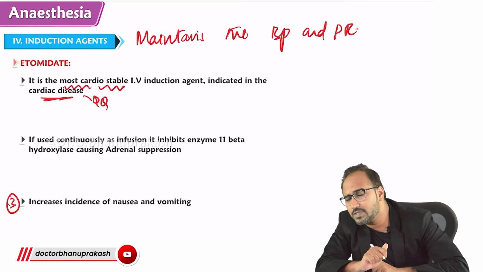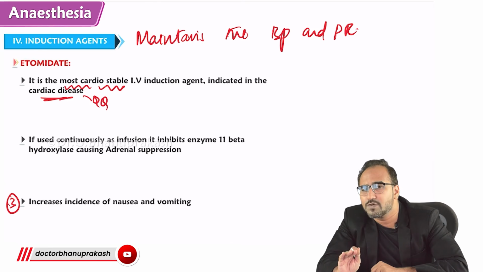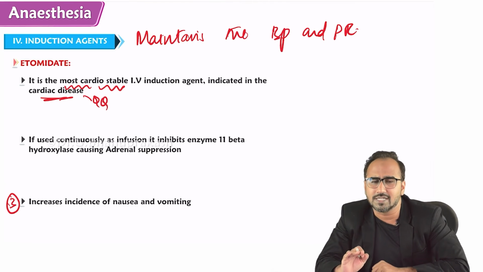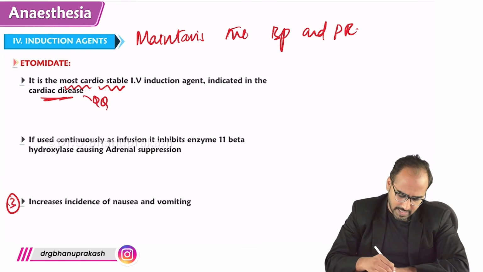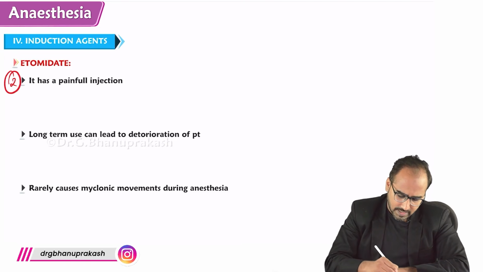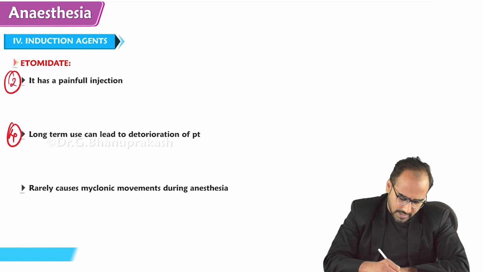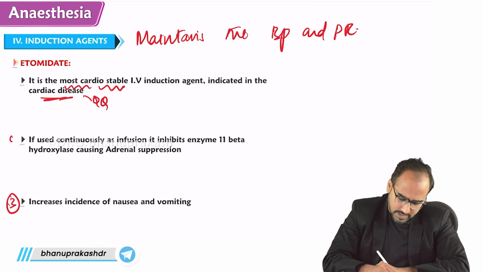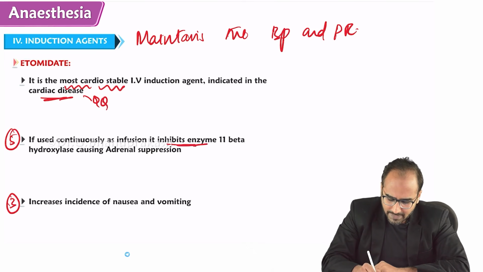Propofol, if you give it as a long-term infusion, the patient will end up with propofol infusion syndrome. Etomidate, when you give it as a long-term infusion in an ICU patient, will inhibit an enzyme called 11-beta hydroxylase, leading to adrenal suppression, which will worsen the patient's health, right? So long-term infusion of etomidate should be avoided. This is the fifth point, you have to mark it in this fashion. Long-term infusion of etomidate can inhibit the enzyme 11-beta hydroxylase, leading to adrenal suppression.